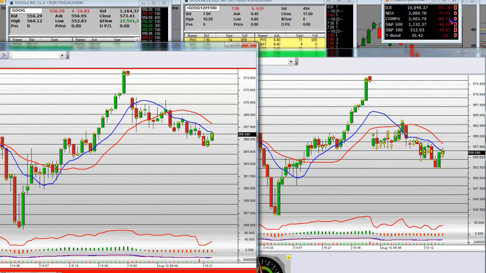I mean, look at the NASDAQ comp down 80 handles. Look at the NASDAQ 100. We were just down 445 points or so and gave up all of yesterday's price volatility. But look at here.